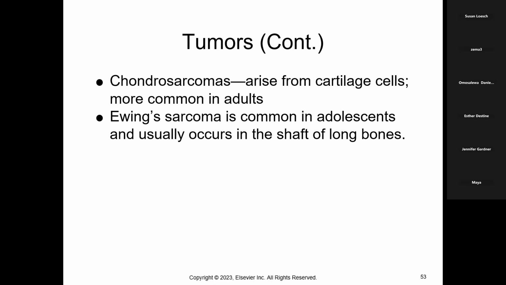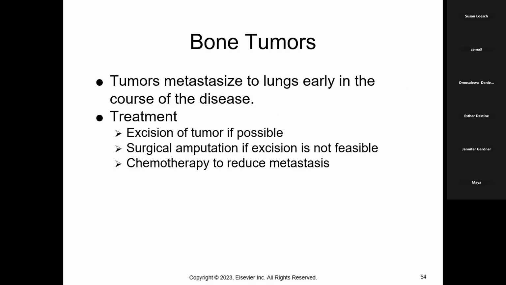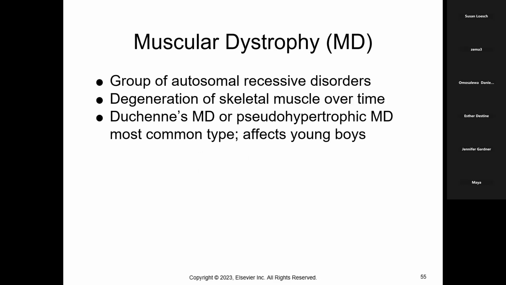Now, bone tumors can metastasize to the lungs, so that can lead to other problems. Muscular dystrophy. You want to know this, Duchenne's. They're going to ask you about this. This is mostly going to affect boys. Why? Because it's X-linked recessive. X-linked inheritance is for most cases here. Remember, boys have only one X chromosome. So usually if mom is a carrier, she will give it to the boy.